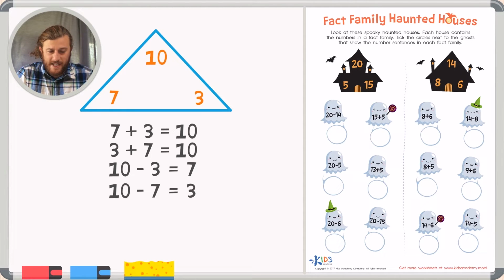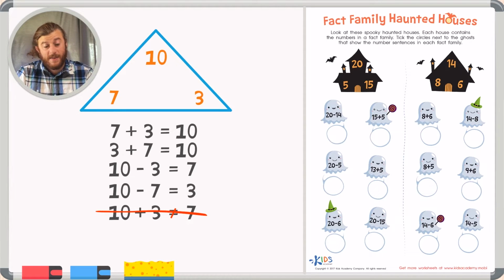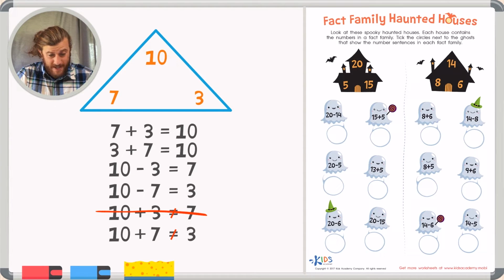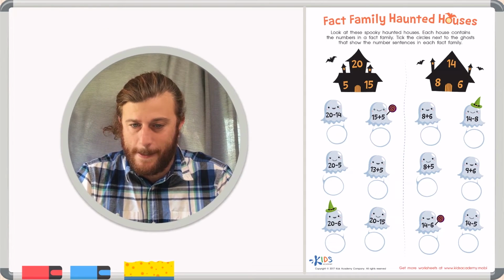There are some equations that don't belong in the fact families that contain these numbers. For example, if you added 10 plus 3, you're not going to get 7. So 10 plus 3 does not belong in the fact family. And the same goes for 10 plus 7. 10 plus 7 does not equal 3, so this also does not belong in the fact family. Remember to also check your work when making sure an equation belongs inside the fact family. Let's read the directions and get started on our worksheet.